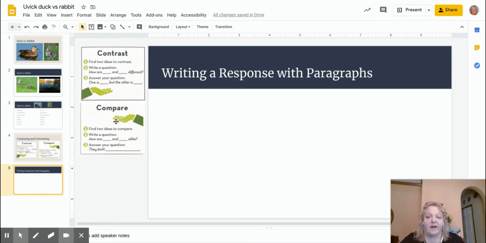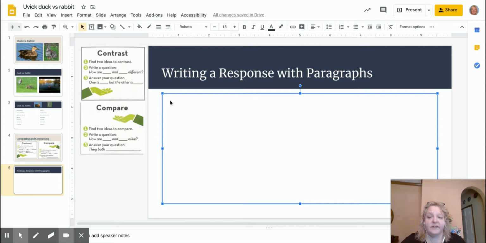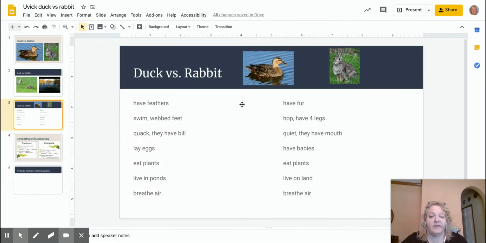So let's write our comparing paragraph first. So we're going to look at this question. How are rabbit and duck alike? Which one do we want to use first? I like that they're living and they breathe air. I think that's a great way to start.